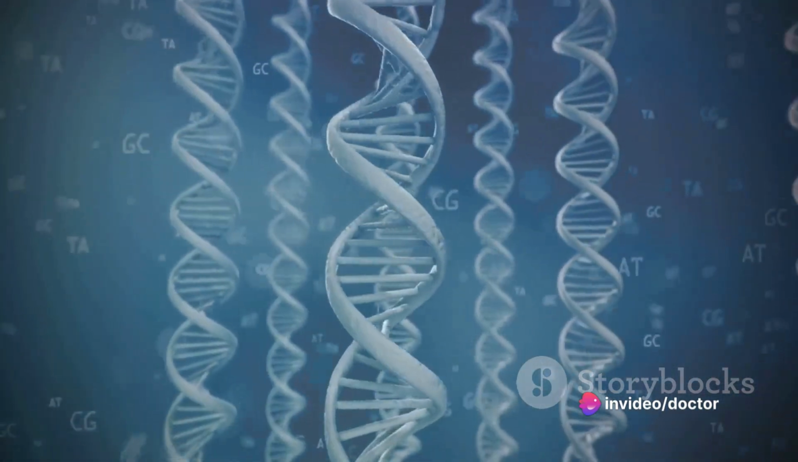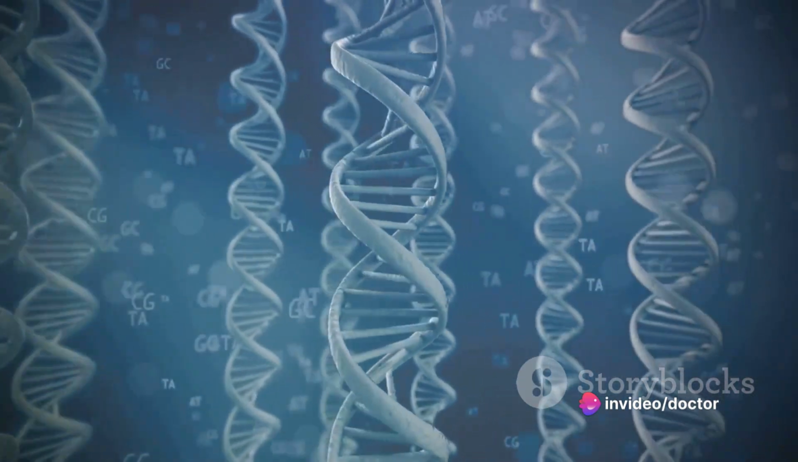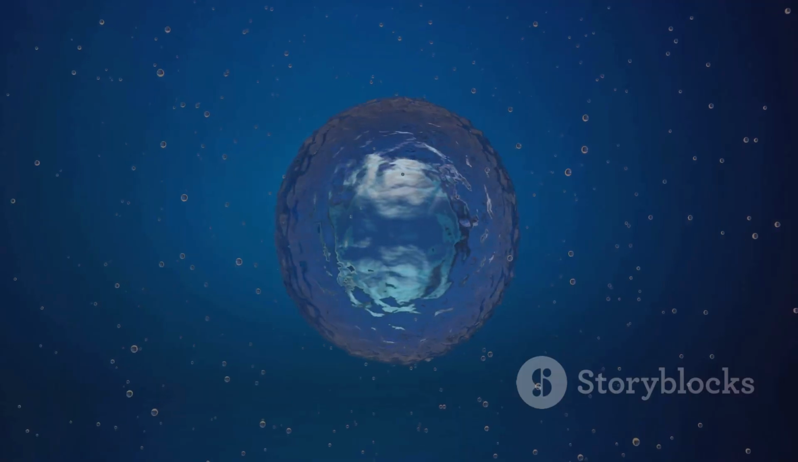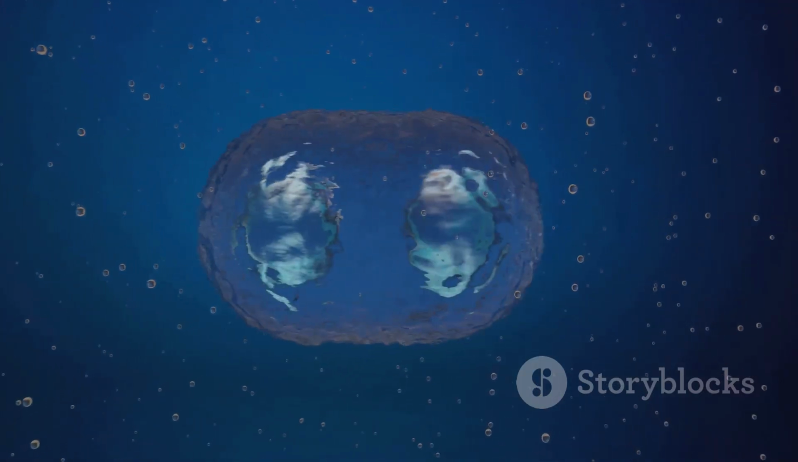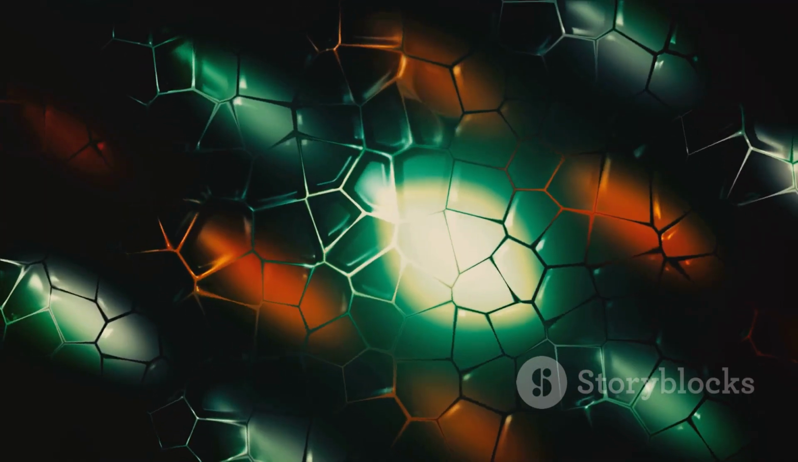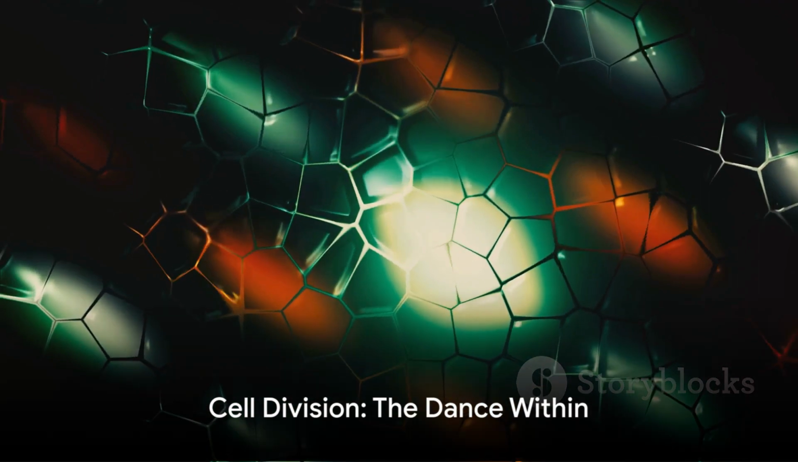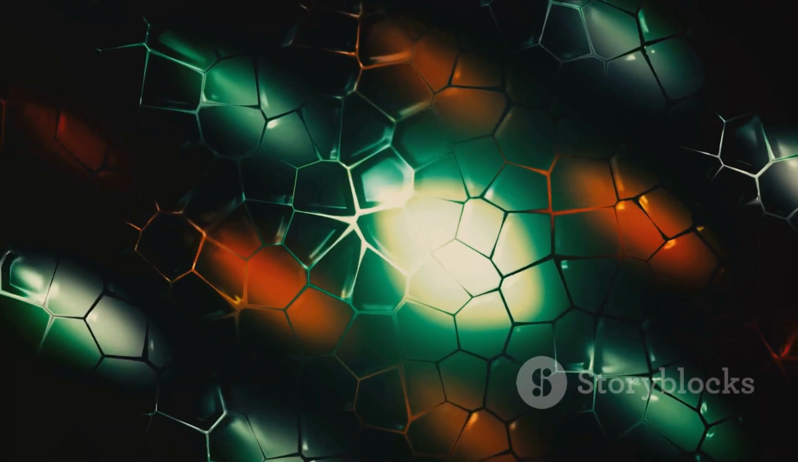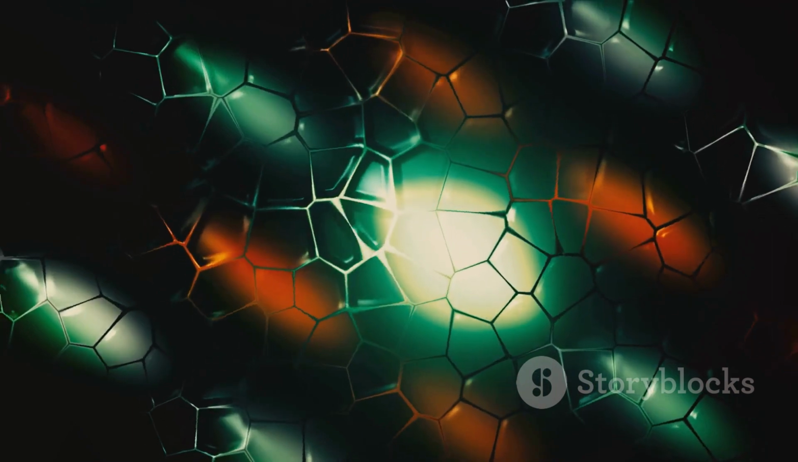Both involve the condensing of chromatin into chromosomes, the alignment of chromosomes at the cell's equator, and the splitting of centromeres. They also share the magic of reformation, the nuclear envelope reappearing, and the splitting of the cell cytoplasm and organelles into new cells. Our journey through the world of cell division ends here. But remember, these processes are happening within you right now, enabling life as we know it.